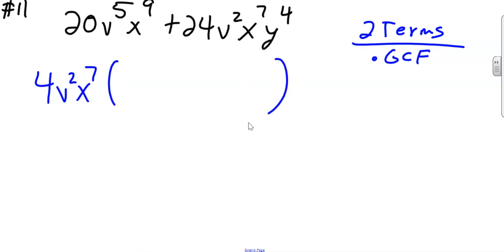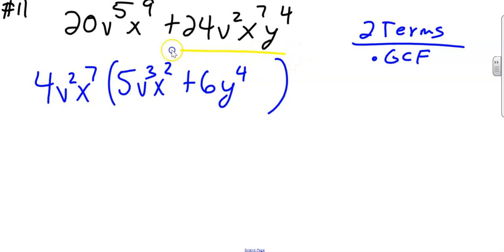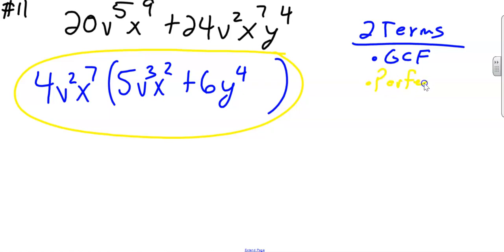Okay, and then the rest of the way, you're just going to divide them. 20 divided by 4 is 5. If you take out 2 of the v's, you've got 3 left over. Take out 7 of the x's, you've also got 2 left over. 24 divided by 4 is 6. Take out 2 v's, they're gone. Take out the x's, they're gone. And that'll leave you with y to the fourth. And again, on the inside, there's no perfect squares. So if there's no perfect squares, then scratch that one off.